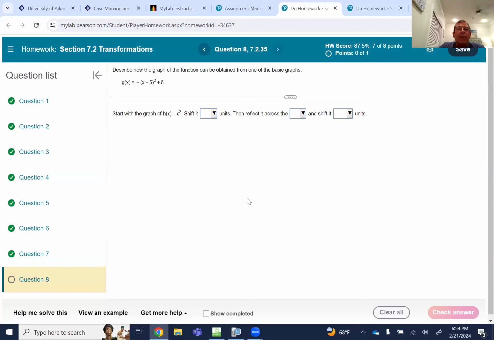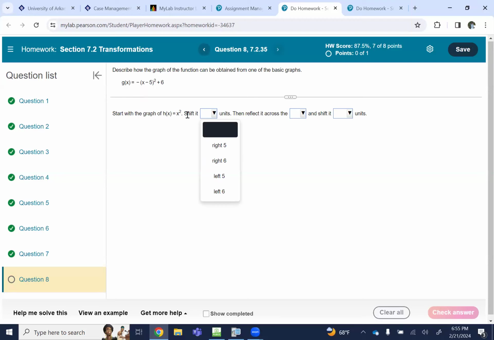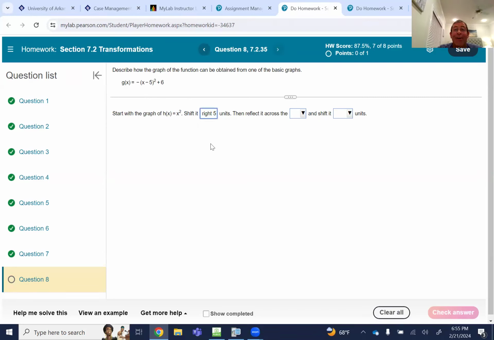Now this one, we don't have to graph. We just got to tell it what we're doing to it. So let's see what they got first. X squared is my basic graph. And then it says shifted blank units. So they're looking at right or left. Well, that -5 is the first thing they're doing. They're sort of doing like order of operations on the inside. So what's that -5 doing to it? Are you going right 5, right 6, left 5, or left 6? Right 5. Good job.